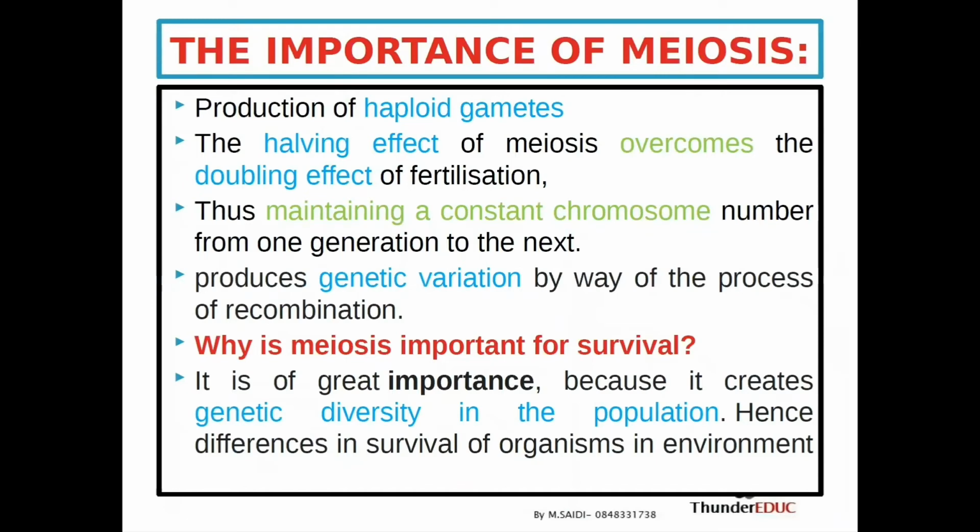Now here is another important thing you must take note of. Okay, the importance of meiosis. This is one of the requirements in the exam guideline. 1, production of haploid gametes. 2, the halving effect of meiosis overcomes the doubling effect of fertilization. What does this statement mean? The halving effect of meiosis overcomes the doubling effect of fertilization.